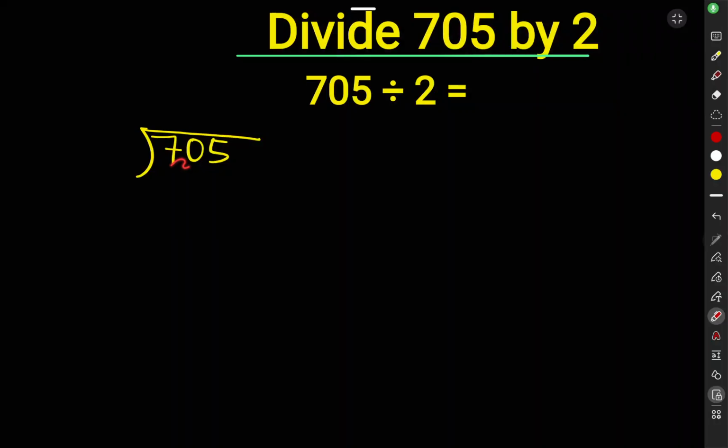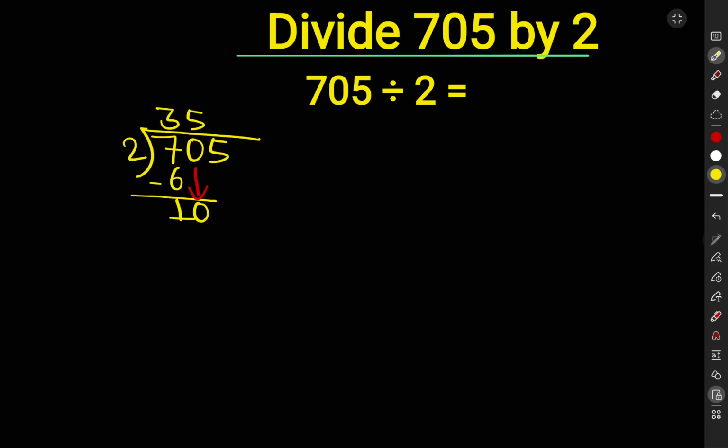We divide 705 by 2 in a long division method. So 2 times 3 is 6. On subtracting we get 1. So now we put down this 0 and it is 10.